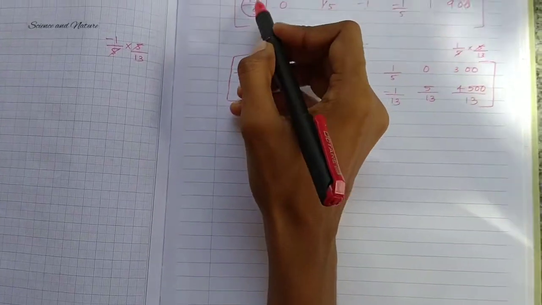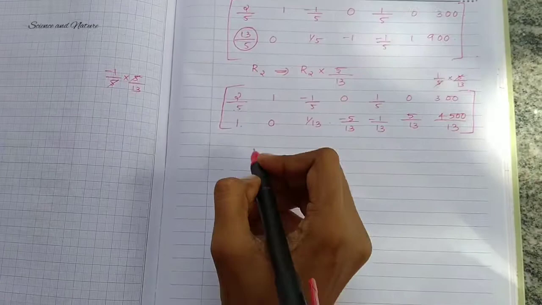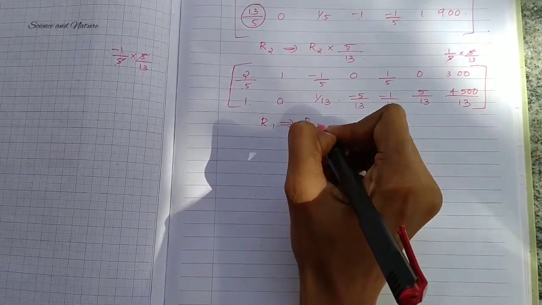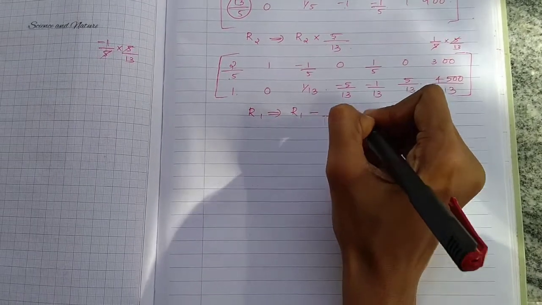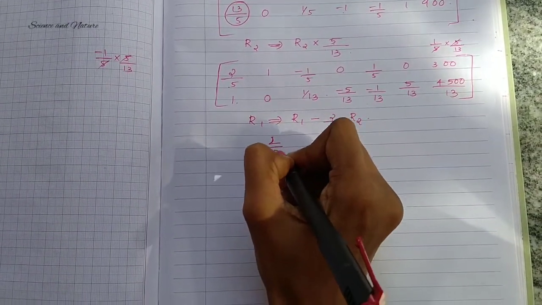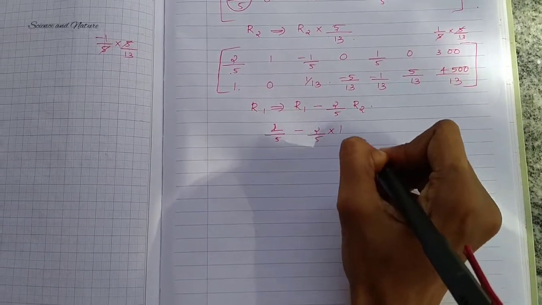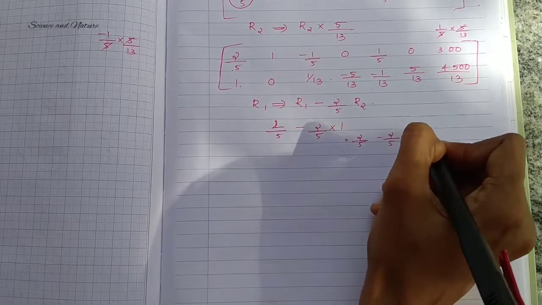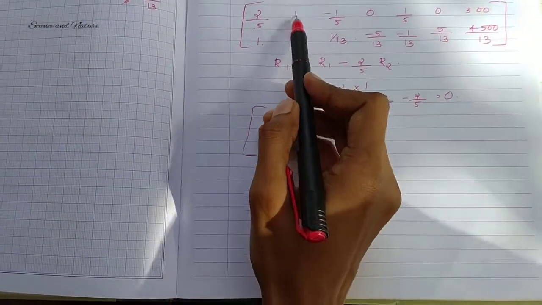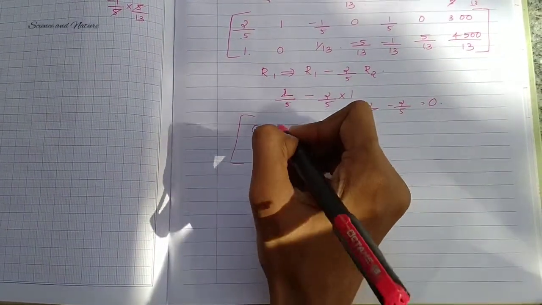So we get the 13 by 5 as 1. Then we need to change the 2 by 5 to 0. So R1 implies R1 minus 2 by 5 R2. That is 2 by 5 minus 2 by 5 into 1, which is equal to 2 by 5 minus 2 by 5, that is equal to 0. First one is 0. 1 minus 2 by 5 into 0, which is equal to 1.